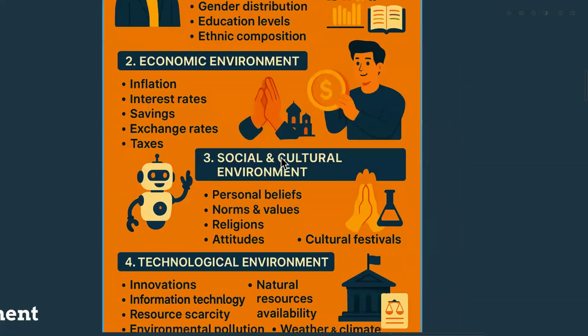Let's talk about the social and cultural environment. It means the society's beliefs and customs that influence the buying behavior of consumers, like personal beliefs, norms, values, religions, attitudes, cultural festivals. During the Hajj season, travel agencies get very busy. They have so much business. In the Eid season, clothing stores' sales are huge, right? Friday prayers mean businesses adjust their lunch hours on Fridays. This is the social cultural environment.